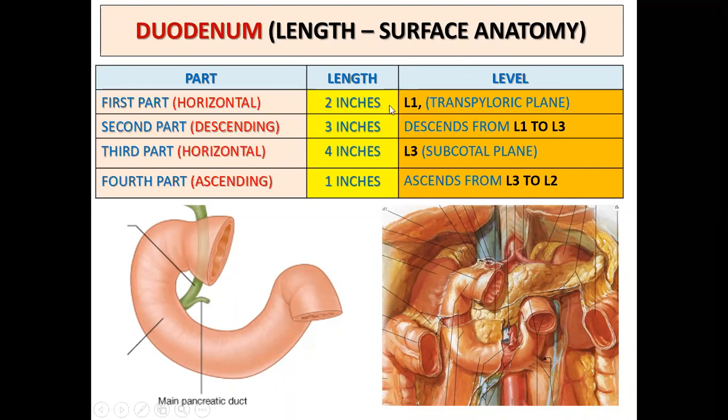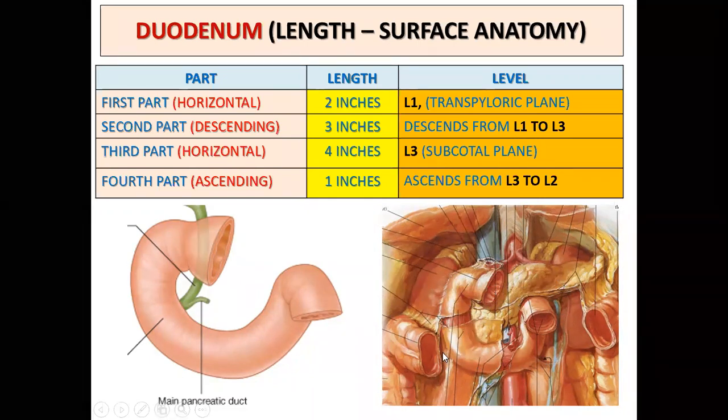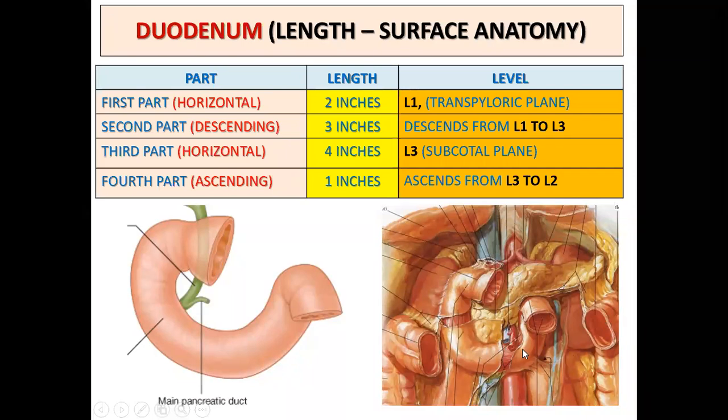So what is the level? The first part is at the level of the transpyloric plane. As you know, here there is the pylorus, and if you draw a line through the pylorus, that is called the transpyloric plane. The descending part is long, so it descends from the L1 to L3 level. Then the third part is at the L3 level, which is called the subcostal plane. This is the horizontal imaginary line here, called the subcostal plane. Then the ascending part goes from L3 to L2, and then it continues as the jejunum.